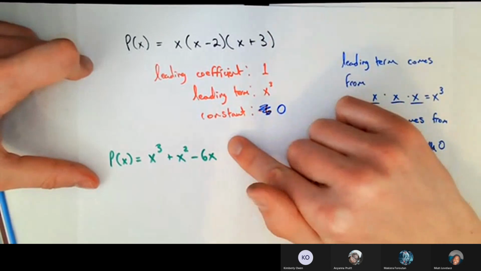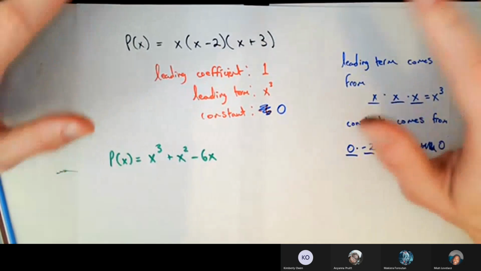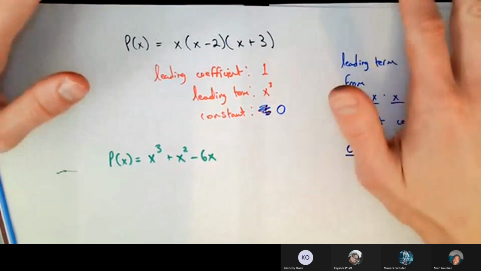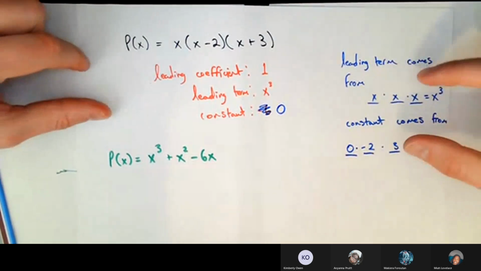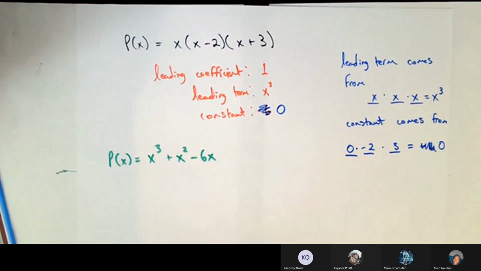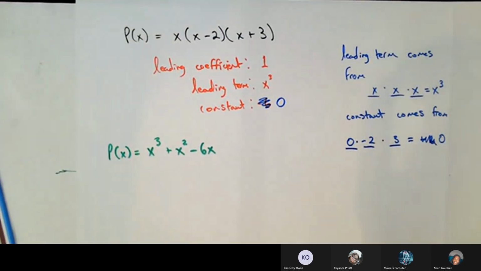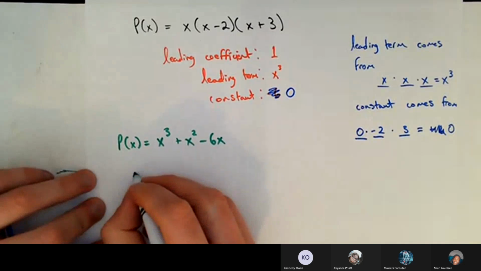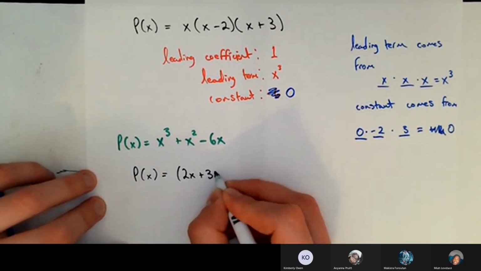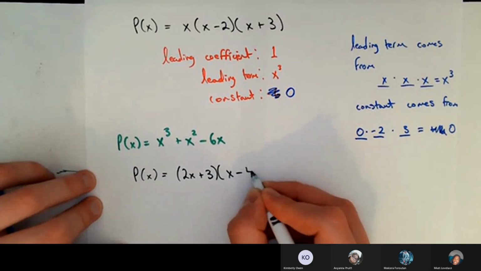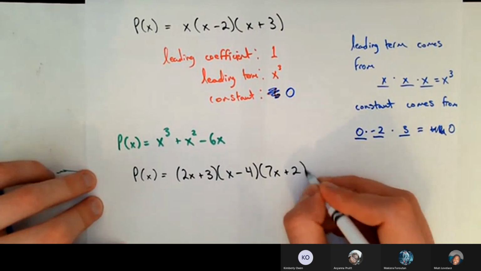You guys could do it. You could get from here to here. But what if there were 5 more, right? You don't want to deal with that. Even if there was just 1 more, it starts to get really annoying to multiply it out. So these little tricks save us a lot of work. Let me do another one here. I'll do it on the same page. Let's say 2x plus 3, x minus 4, and 7x plus 2.